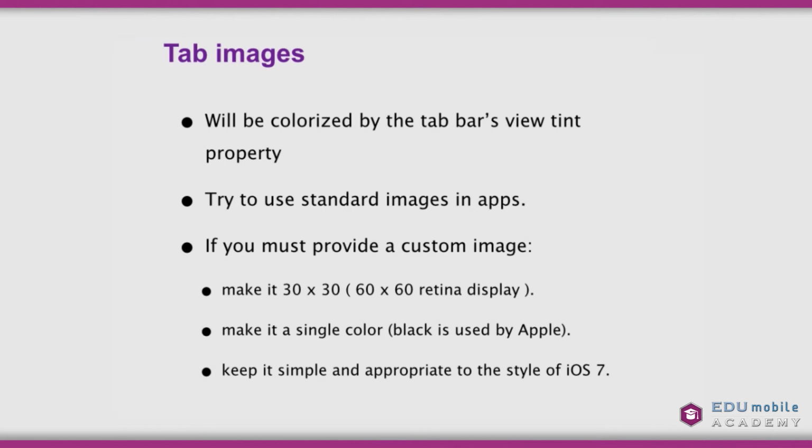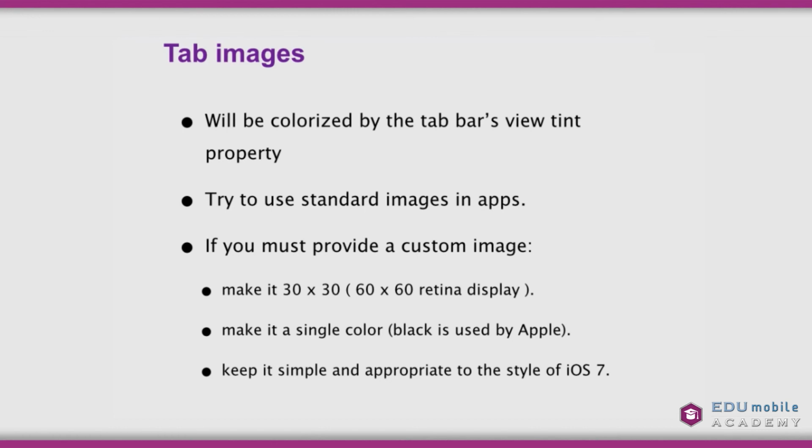So if you must provide a custom image, you have to make two of them. You make one 30 by 30 and you make another one 60 by 60. Don't just make your 30 by 30 image and then blow it up. Make two separately. Get your art department or yourself, if you're artistic, to make a 30 by 30 and a 60 by 60. And the reason for two is that you must supply two, because if the user has the device in Retina display, the 60 by 60 will actually be displayed as if it were 30 by 30 points. So you need both.